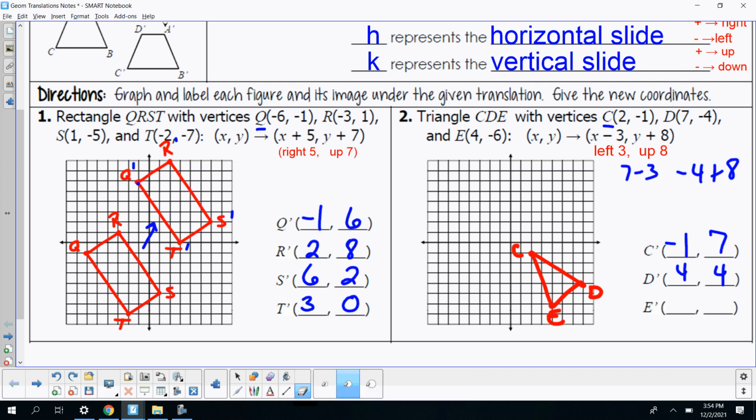Okay, taking a look at the last point, E. For E, we have my x value 4. 4 minus 3 is going to give me 1. And my y value, -6. -6 plus 8 is going to give me 2.